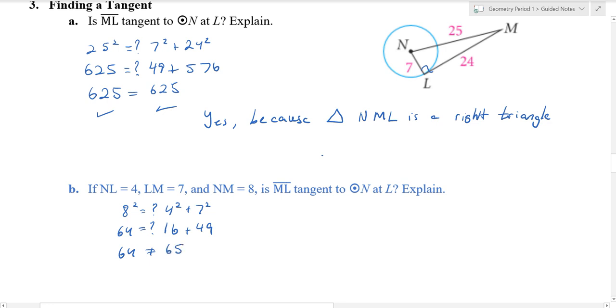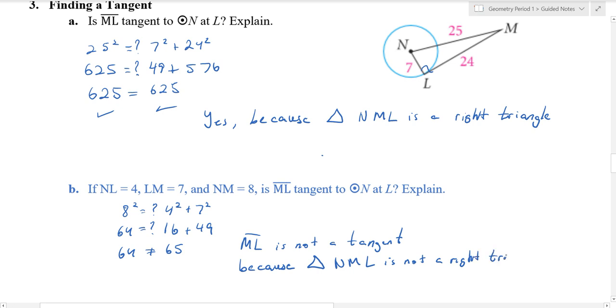So that means that ML is not a tangent, because triangle NML is not a right triangle. And that's the answer for that one.